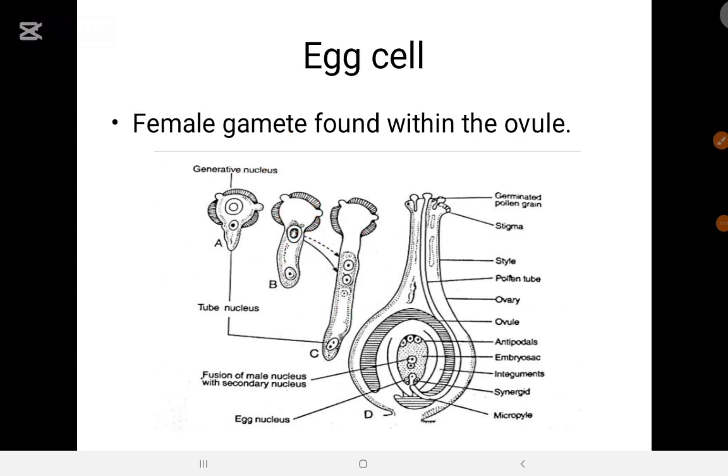The next one is the egg cell. The egg cell is the female gamete that you find within the ovule. Inside this ovule, you are going to find the egg nucleus. Look at the egg nucleus there. This place here is called the micropyle. It is through the micropyle that the pollen tube enters into the embryo sac.